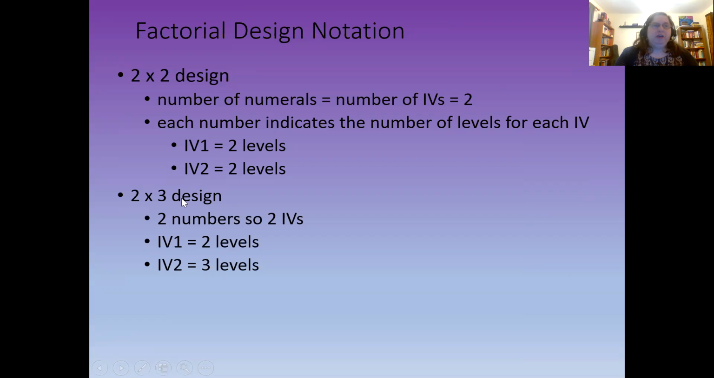Let's go through this 2x3 design. There are 2 numbers, so again, there are 2 independent variables. But this one, IV1 has 2 levels and IV2 has 3 levels. This matches up with what we were just discussing with sleep deprivation and caffeine consumption, because sleep deprivation had 2 levels, caffeine consumption had 3 levels. Okay.